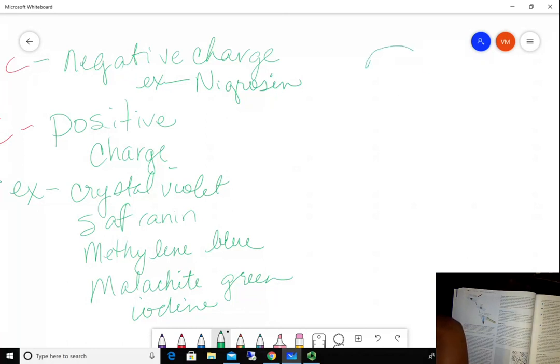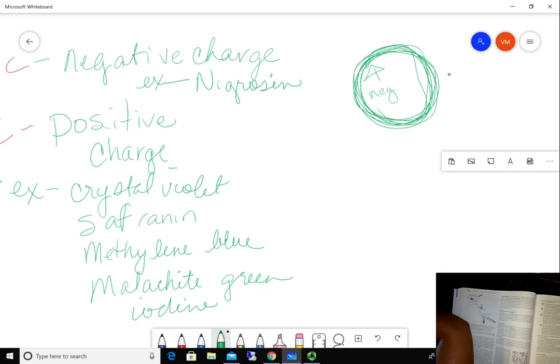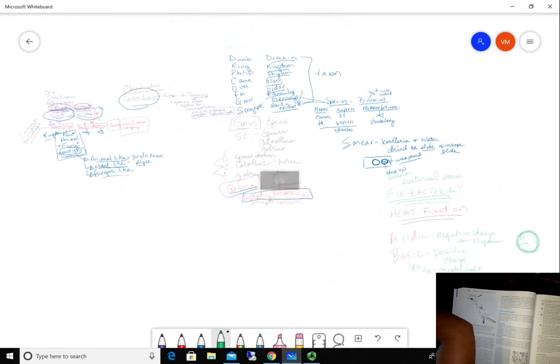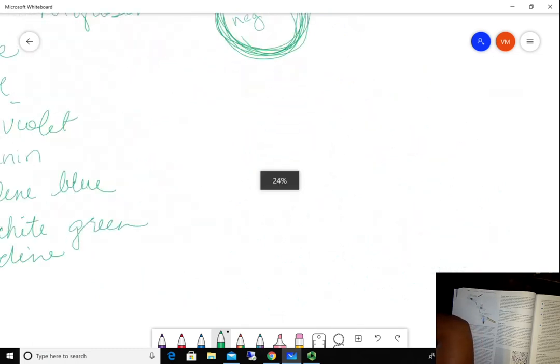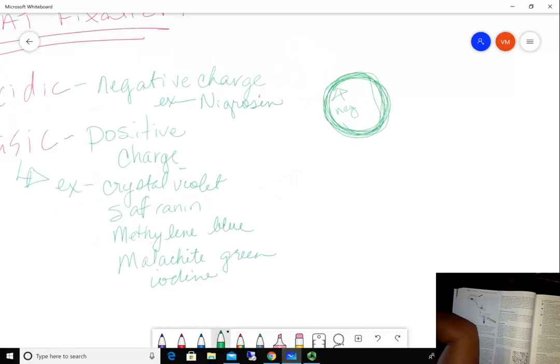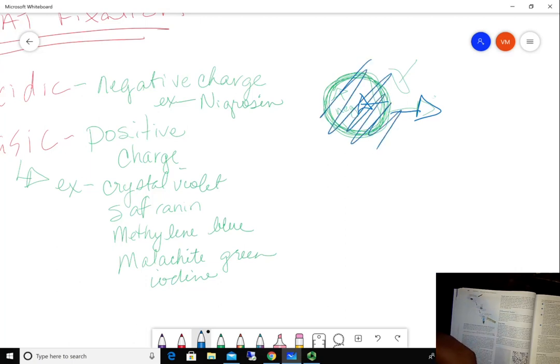So here's the thing. Here's my cell. Does anybody remember what charge the cell wall, I shouldn't say cell wall, excuse me, cell membrane has? It always has a negative charge, right? So let's just think logically. When I put a negative dye onto this organism, what's going to want to happen with the charge? If you said repel, you are correct. They're going to want to repel each other. So therefore, the dye will not stain the actual organism.